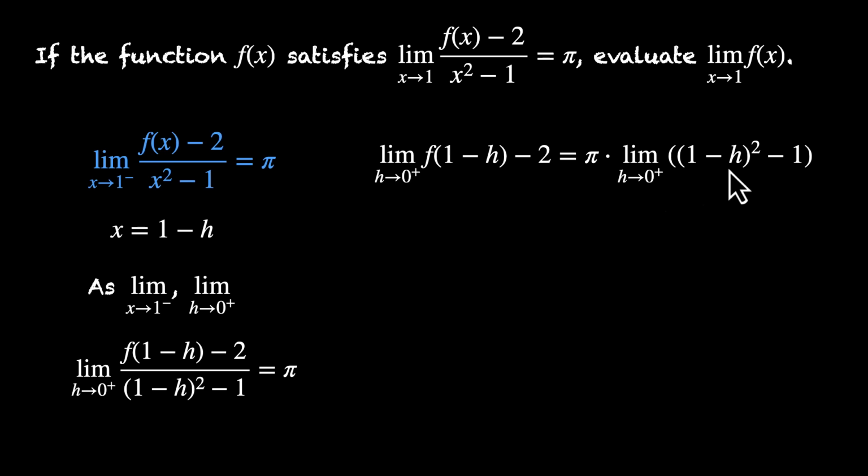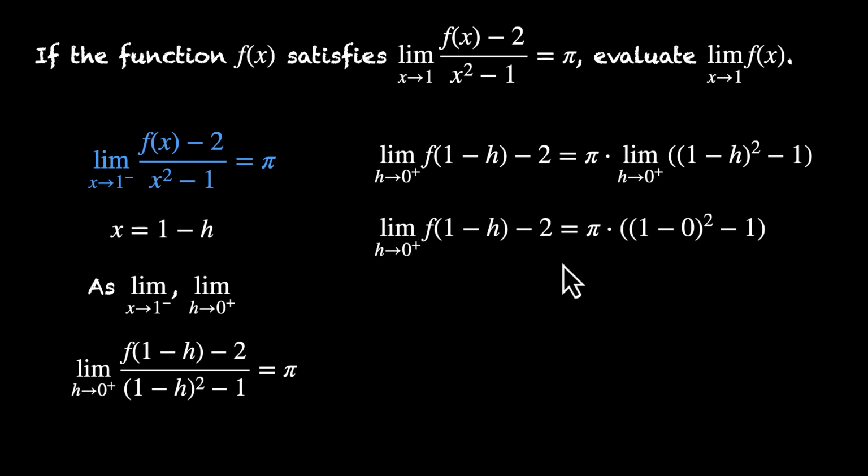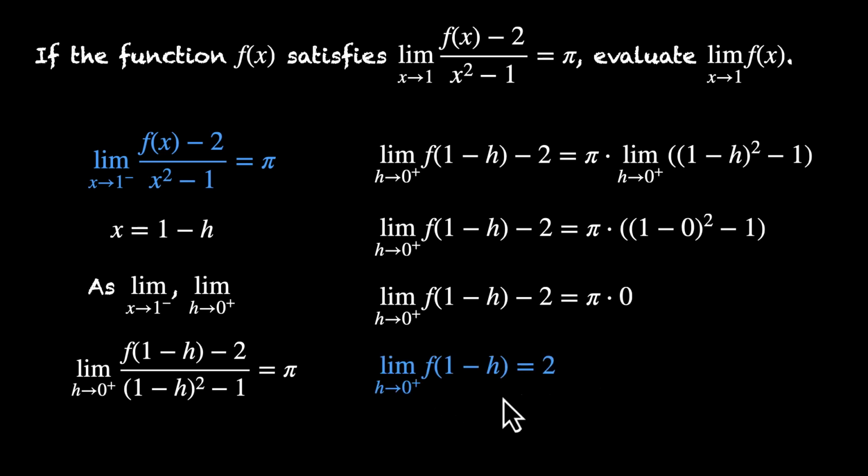Now this is a polynomial and we can substitute h as 0. We'll get 1 minus 0, that's 1. 1 square is 1. 1 minus 1 is 0. So this entire thing is pi times 0, that's 0. So let's simplify. Left hand side is as is. This is equal to pi times (1 minus 0 square minus 1). This is pi times 0. This is 0. So if this is 0, the limit as h approaches 0 plus of f of (1 minus h) should be equal to 0 plus 2, taking 2 to the other side. So this should be equal to 2. If we're reading this correctly, we're saying that the left hand limit of f(x) at x equals 1 is equal to 2.